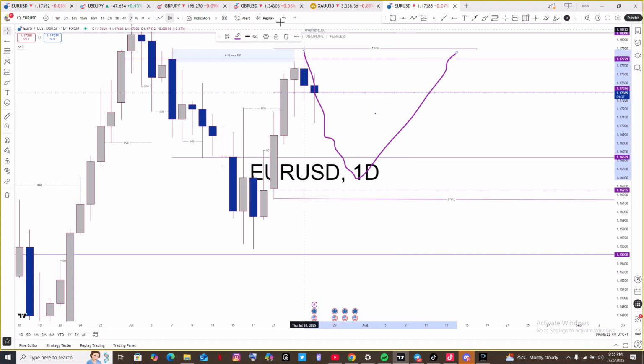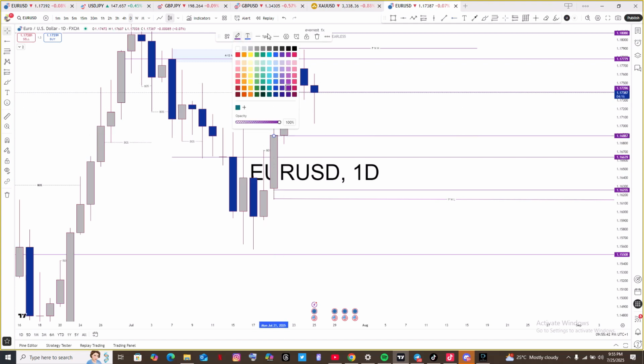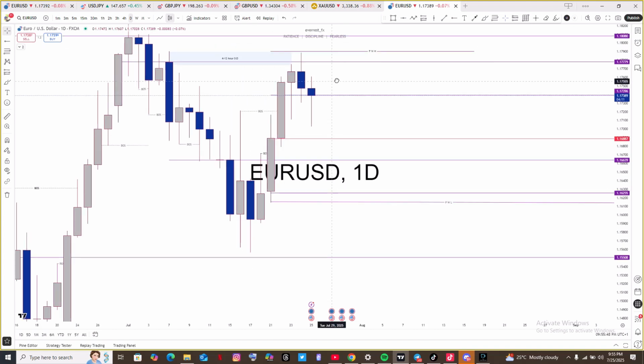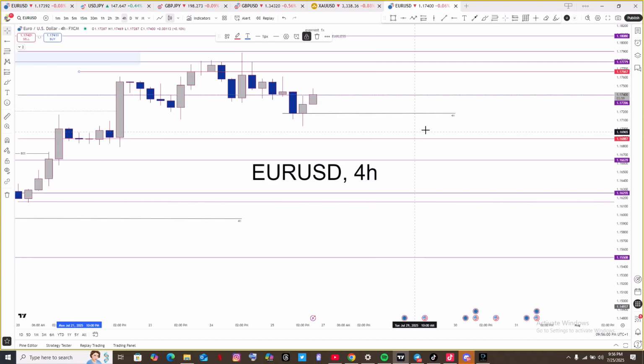Let me delete this. So this key level here is valid. Now let's go down to 4 hours so that we can have more insights in the market.